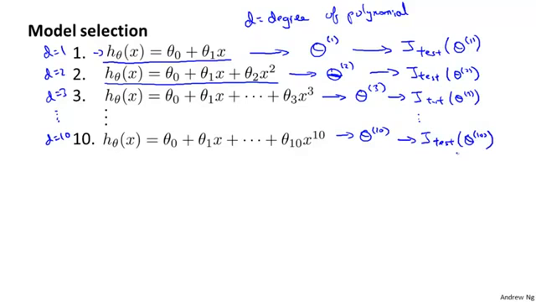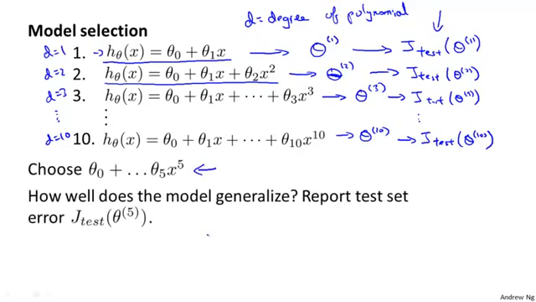Now, one thing I could do, in order to select one of these models, is see which model has the lowest test set error. And let's just say for this example that I ended up choosing the 5th order polynomial. So this seems reasonable so far.